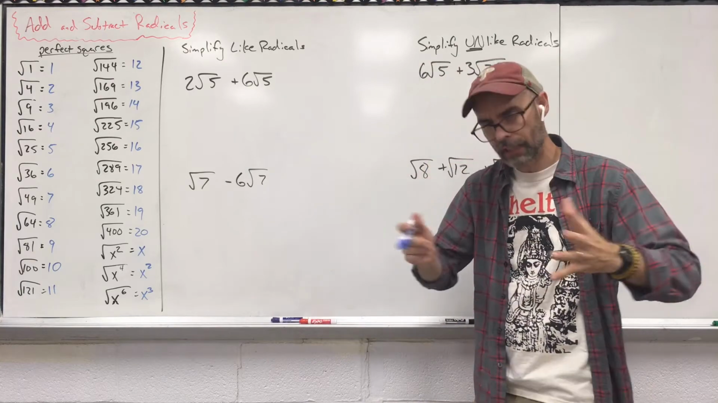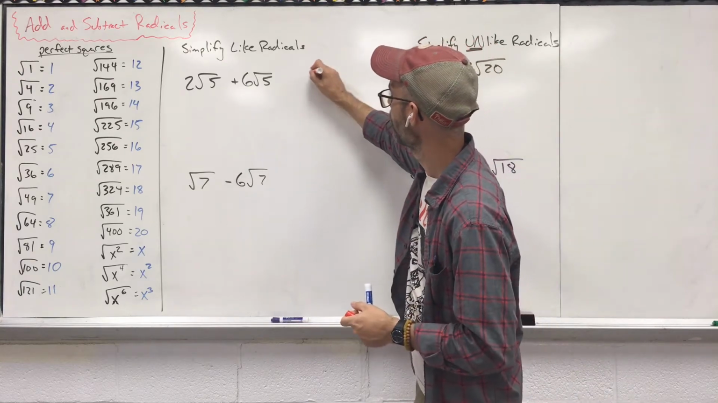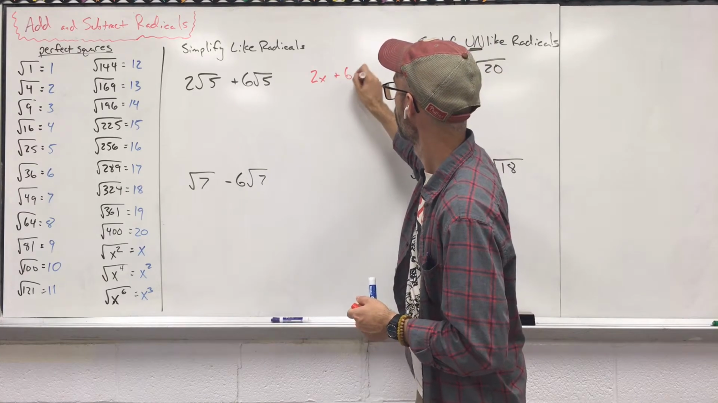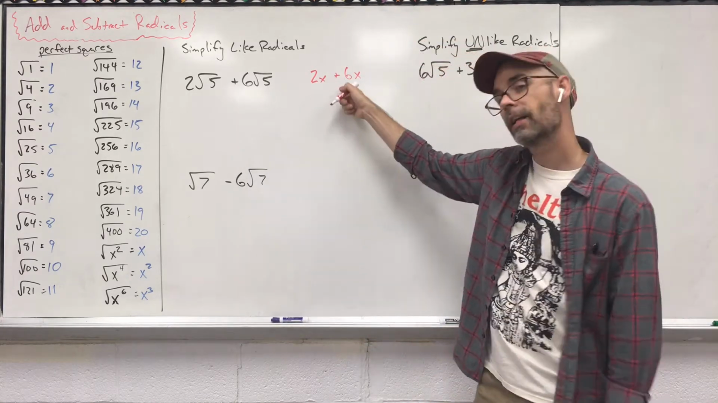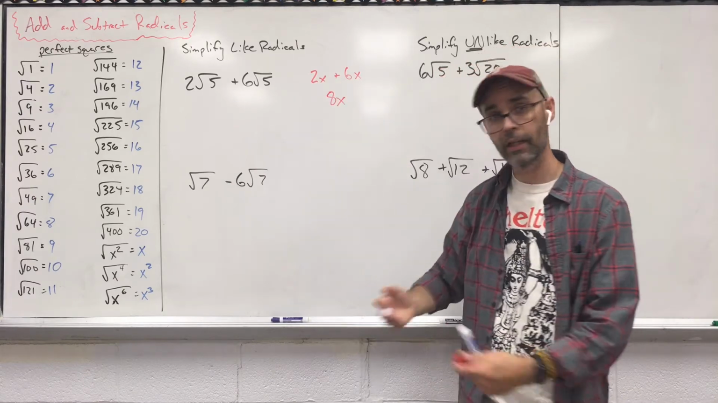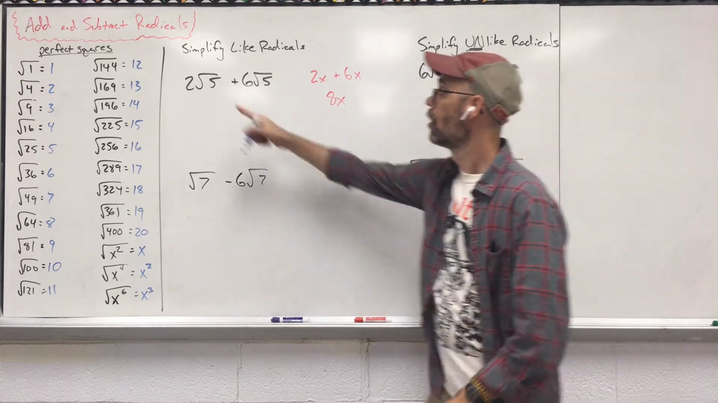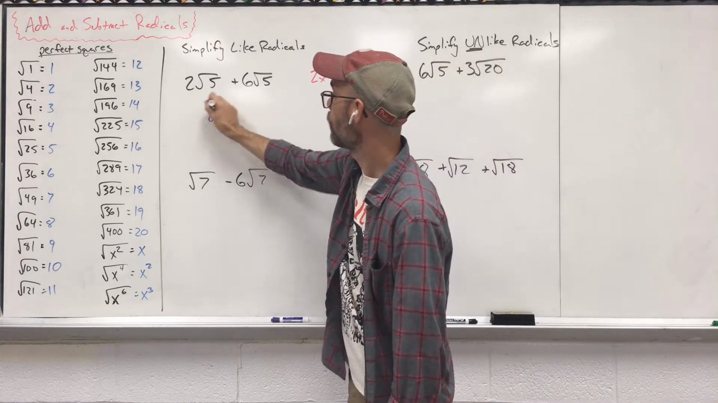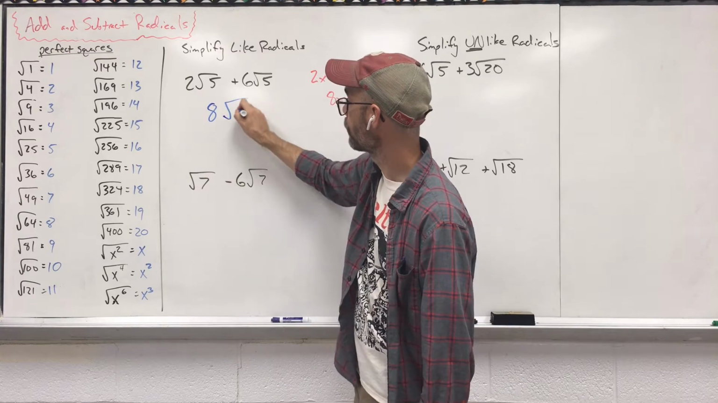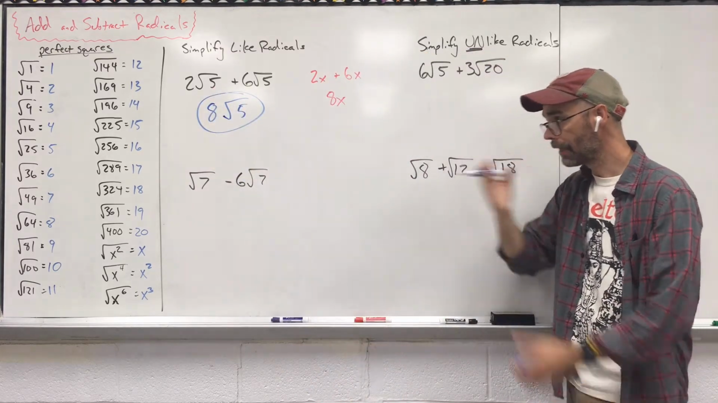I want to change the thought process here. Instead of this, I want to think of it as if it's 2x plus 6x. We know how to combine these. You're just saying 2 plus 6 gives me 8. Bring the x along for the ride. That's what's happening here. 2 plus 6 is going to give you 8. That radical 5, because it's in both groups, we leave it. It comes along for the ride. All right, and that's it.